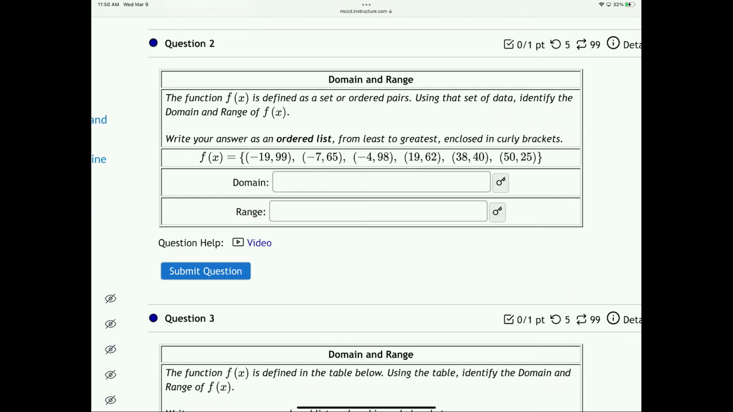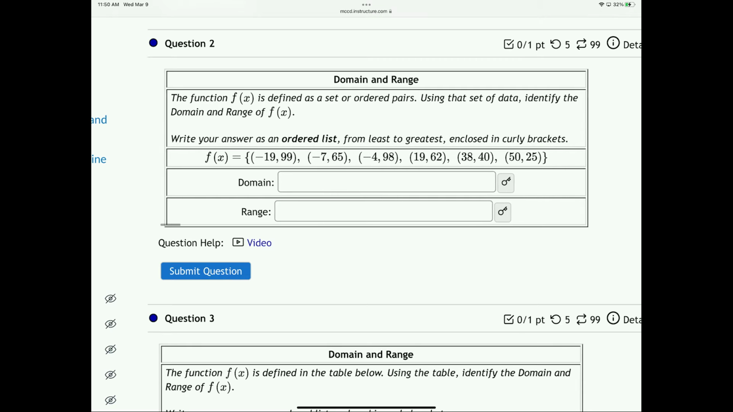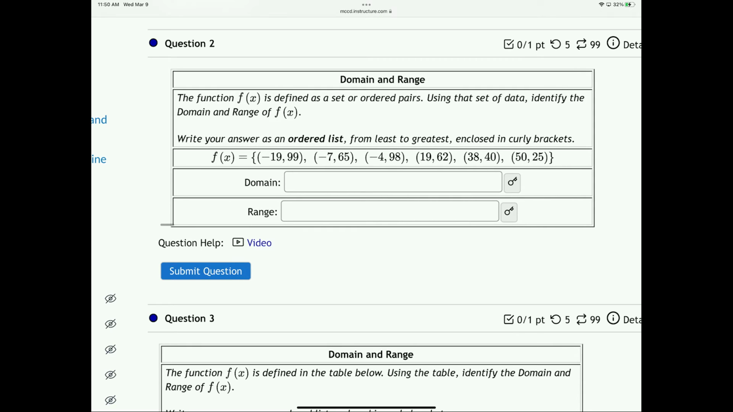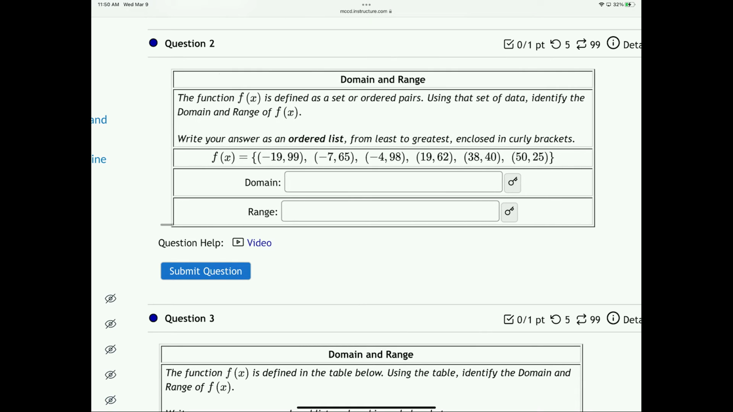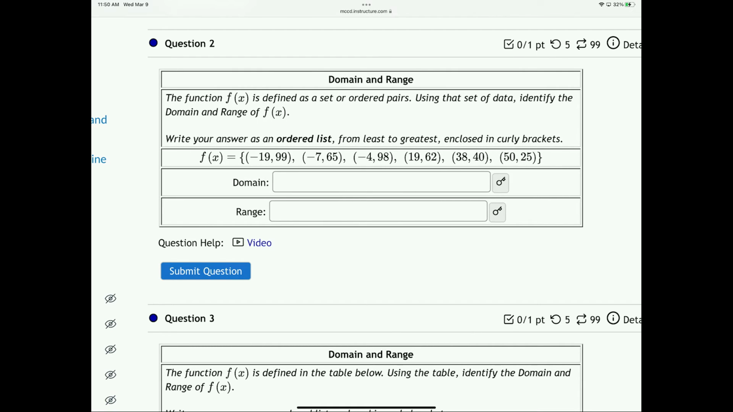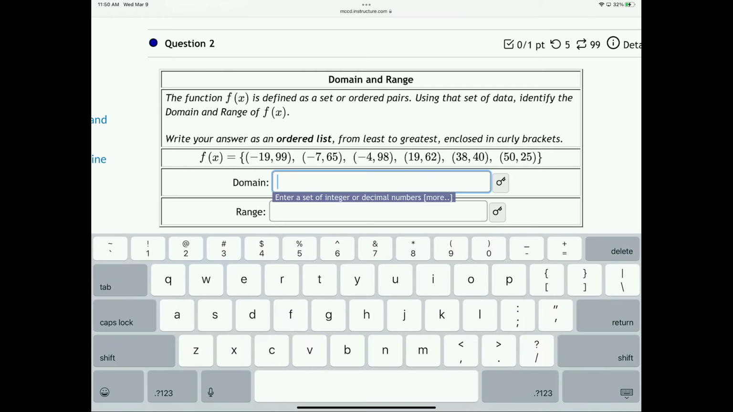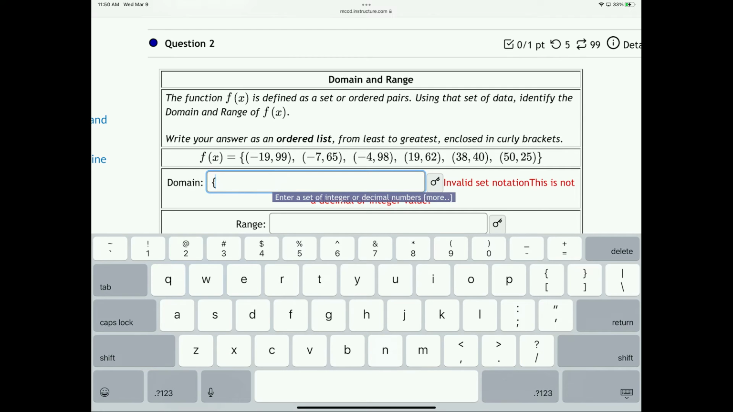If you are trying to do a problem like this, where they give you ordered pairs, and you need to list the domain, just pay attention to what the problem says. Ordered list, it says least to greatest enclosed in curly brackets. Just pay attention to the instructions. So for the domain, we need curly brackets. Not so easy to get on an iPad. I think, oh, there it is. Shift, curly.